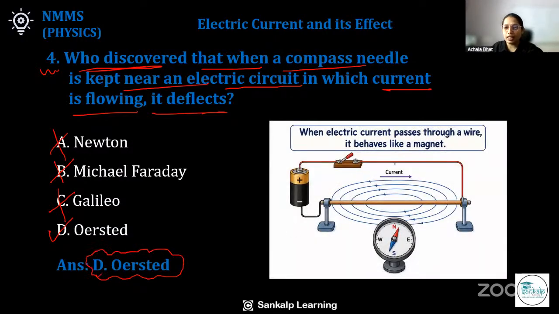See, when electricity passes through a wire, a magnetic field is created. So, when we place a compass near this magnetic field, it deflects, indicating there is a magnetic field.